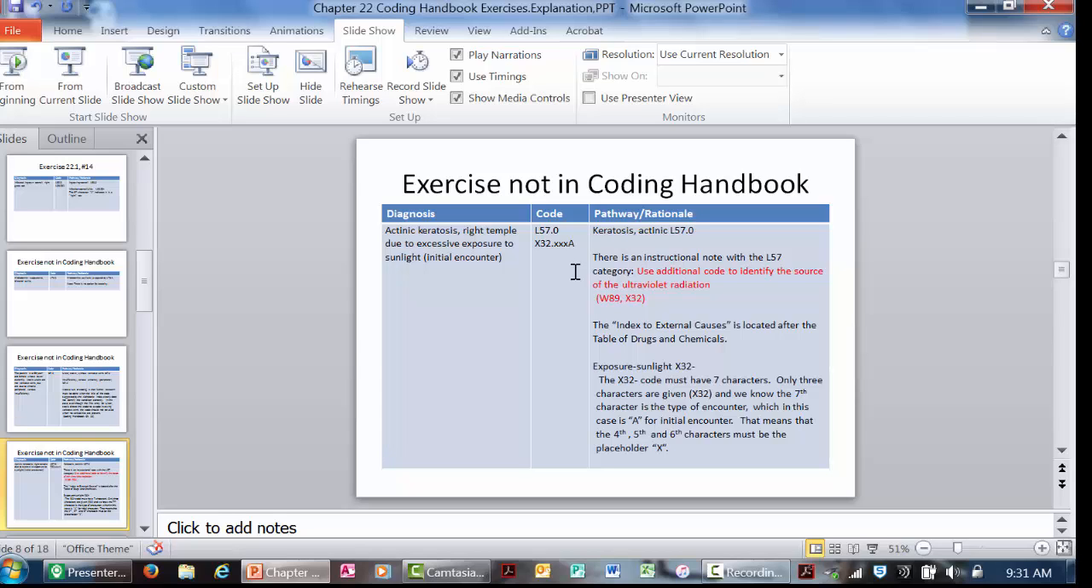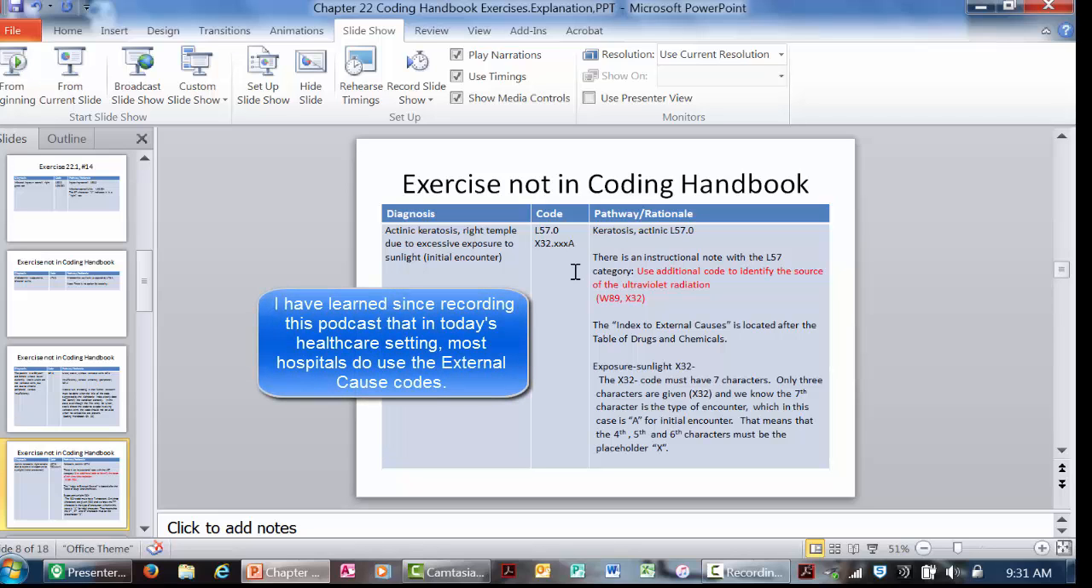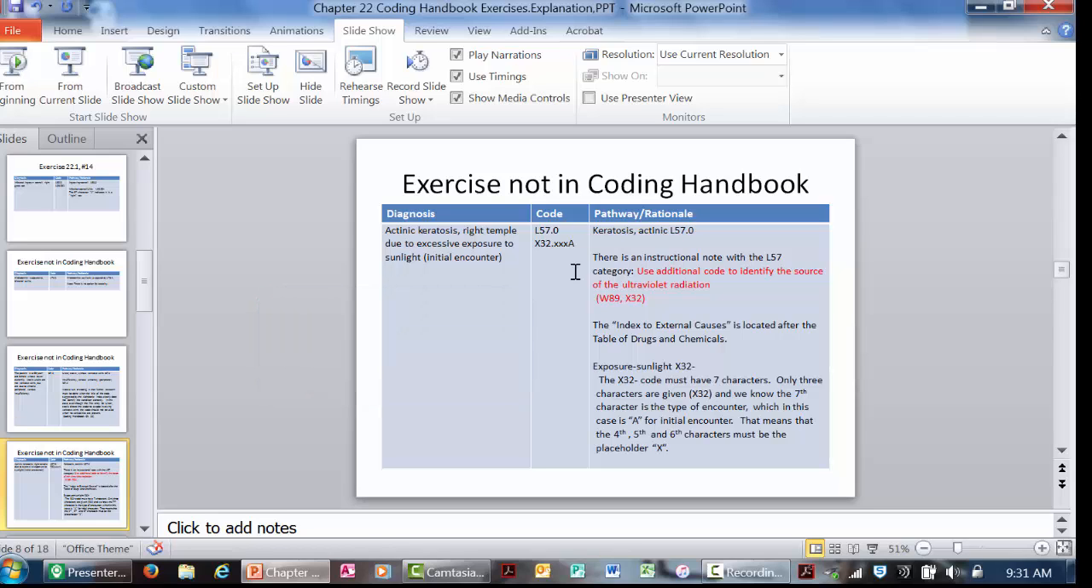We won't do a lot of external causes in this course, a little bit, just so you're aware of them, but many hospitals do not use them, and if you hope to be a professional coder and sit for the CCS coding exam, they do not require the assignment of external cause on that exam.